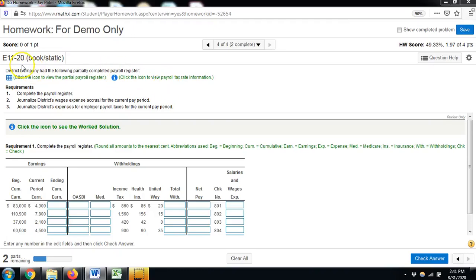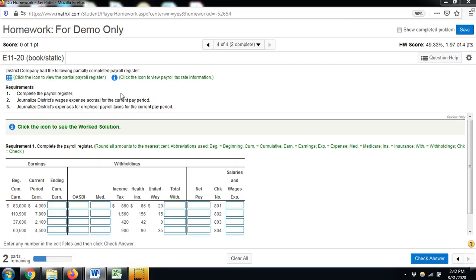So this is E11-20. This is actually one of your homework problems, but I felt like it was such a good problem that I'm going to go through it. So those of you who are actually being diligent and watching these videos are going to benefit because you'll have a really good insight into doing this homework problem.